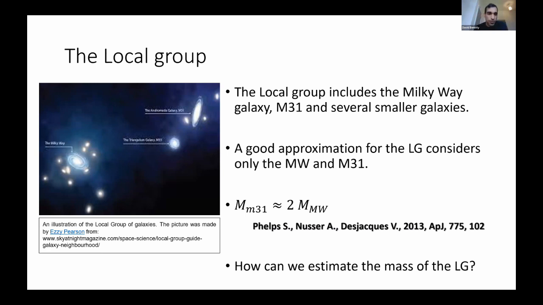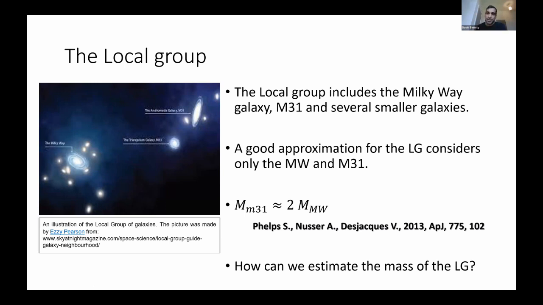So we're looking at Andromeda and the Milky Way. In certain cases, some papers add M33 as a third body, but it's much smaller than these two galaxies. So how can we estimate the mass of the local group based on the measurements that we have from Andromeda? We can estimate the mass of the Milky Way and of Andromeda independently from measurements of flat rotation curves and so on.